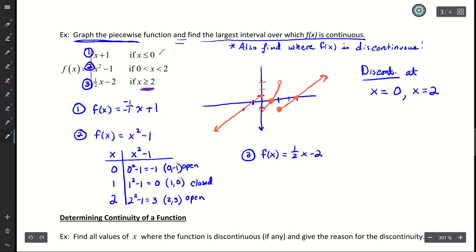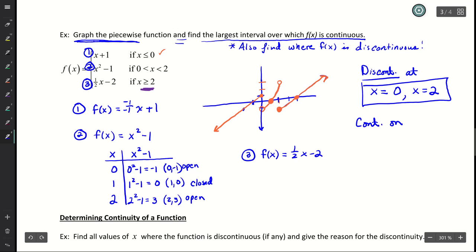Everywhere else is continuous. We have a nice smooth line. We wouldn't have to lift our pencil to graph it, but we're going to have to lift our pencil both at x is 0 and at x is 2. And so those are the only 2 points of discontinuity. So we've answered that question, discontinuous at those 2 x values.